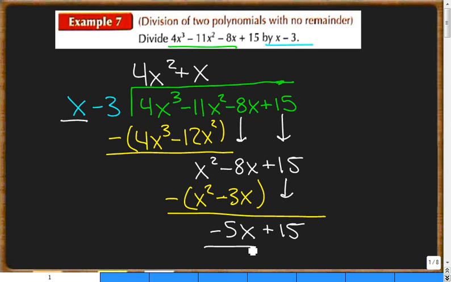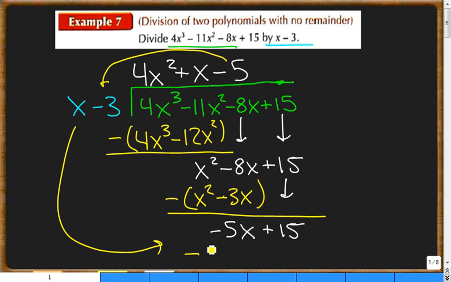X times what makes negative 5x? It's going to be negative 5. So when we perform our multiplication now, we take negative 5 and multiply it by this. We're going to subtract that away. Negative 5 times x makes negative 5x. Negative 5 times a negative 3 makes a positive 15.